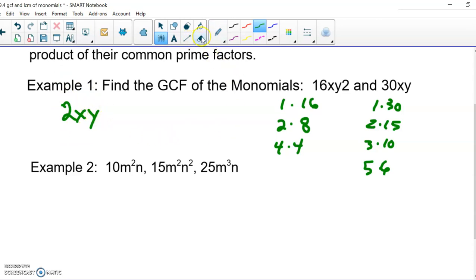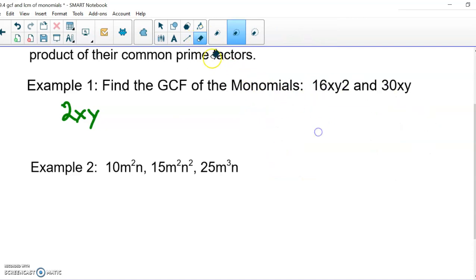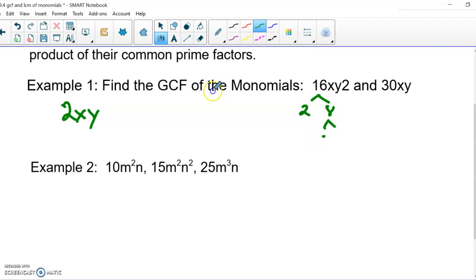Let me show you a different way you can do it, and again, you can use whatever you like best. One way you could do it is do your prime factorization. We're going to do a factor tree of 16. So we can say that's 2 times 8, 2 times 4, and 2 times 2. So this is 2 times 2 times 2 times 2, four 2's.